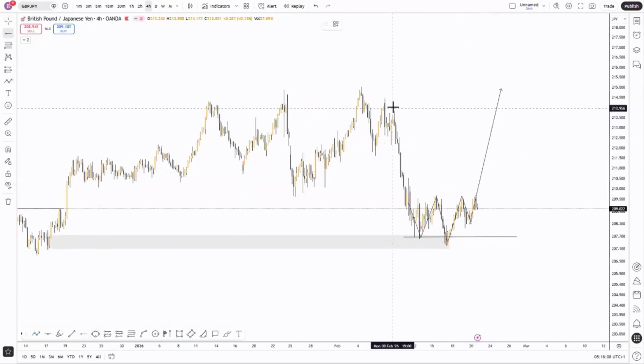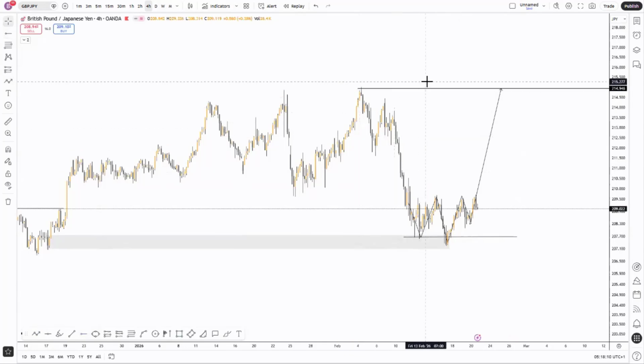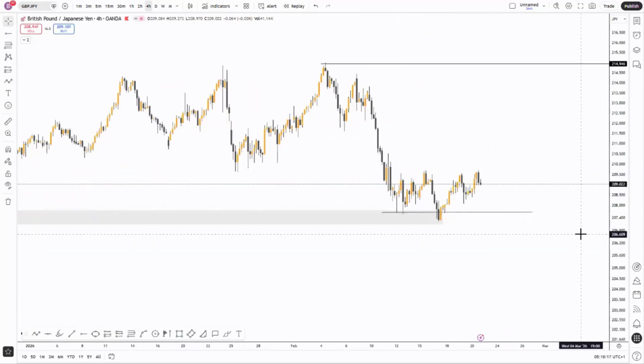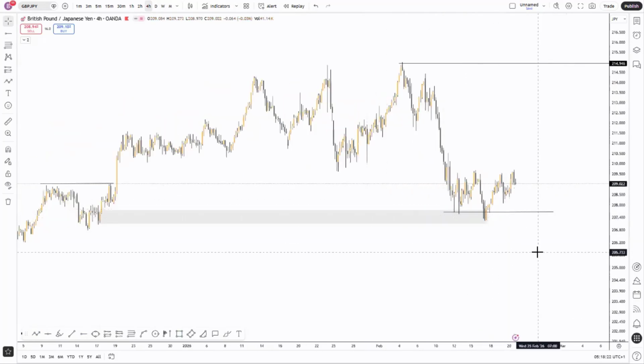GBPJPY buys by next week or so in this area. This is actually my target for GBPJPY. Although we haven't seen a structural change in state of delivery, this confluence has just shown me that we are bullish on GBPJPY.